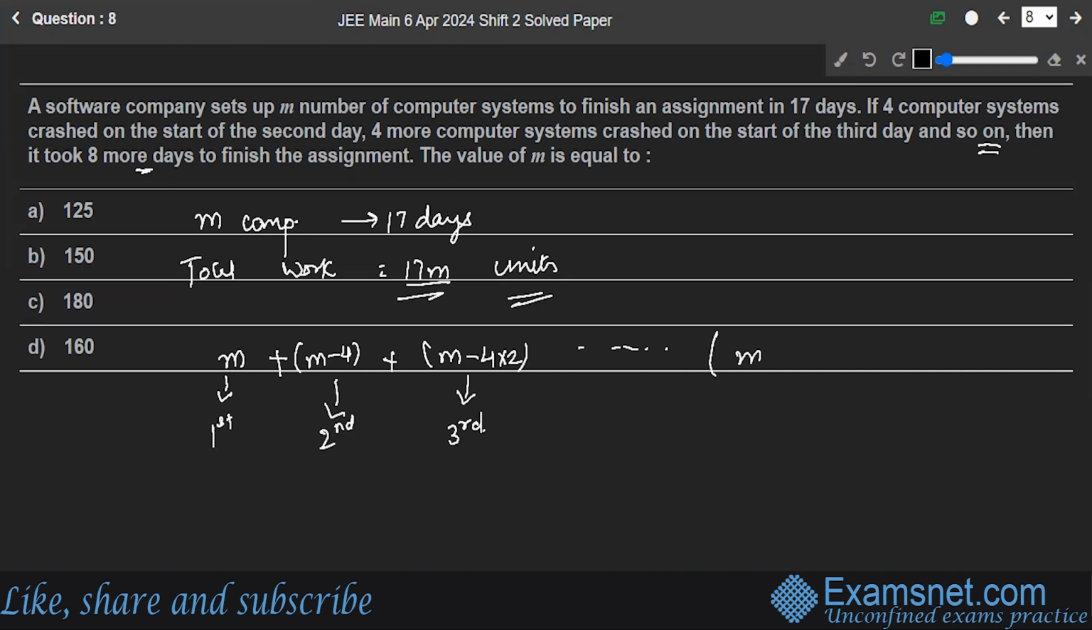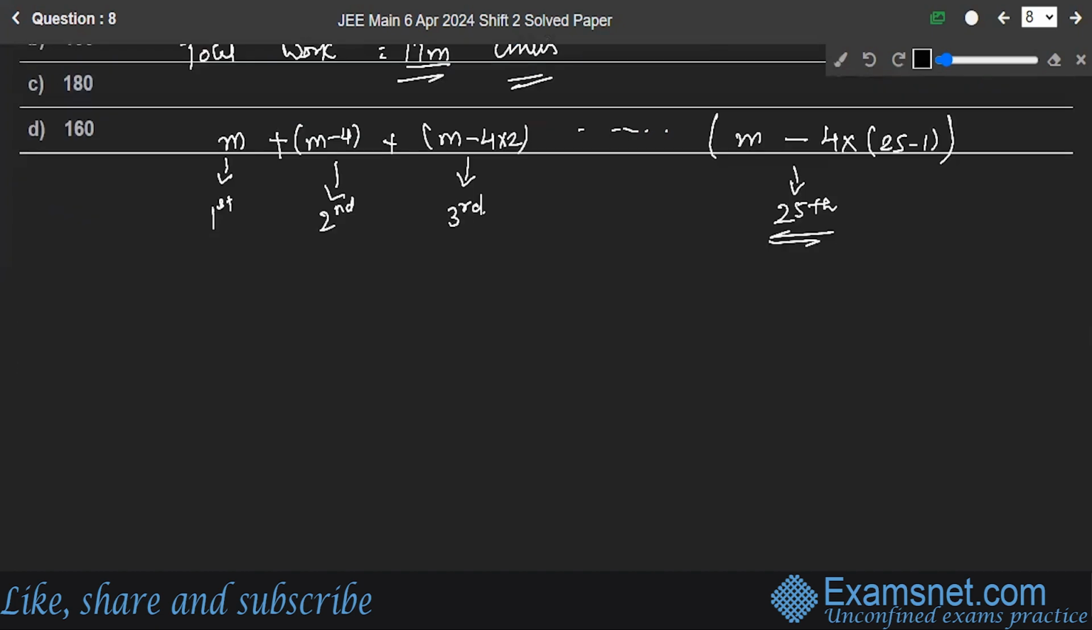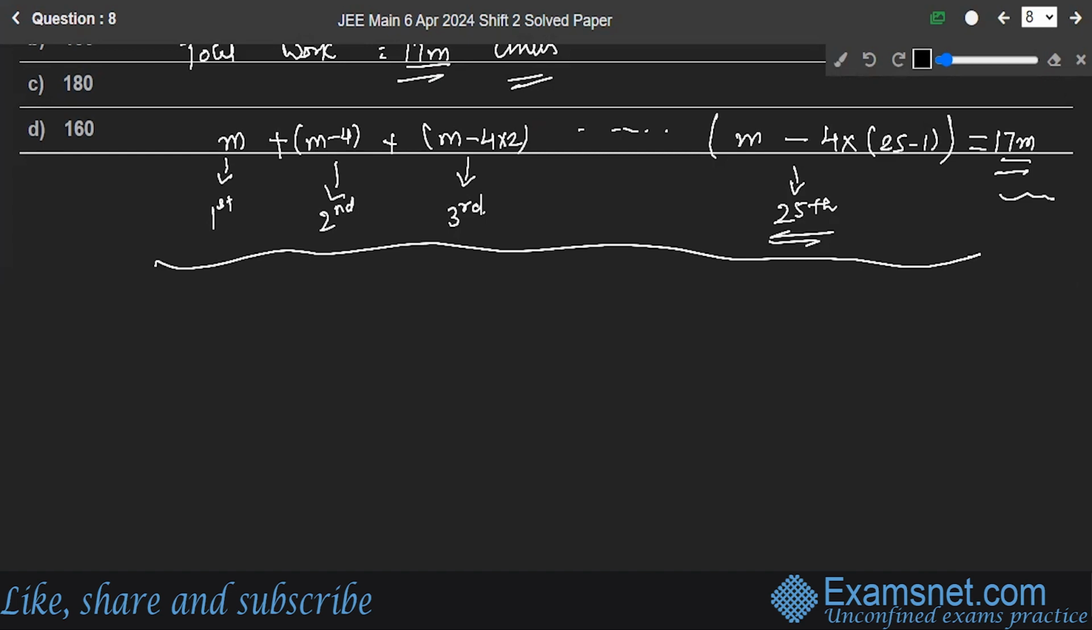So that means total days in this case, how many will be taken? In this, when the computers were crashing, 17 earlier, 8 now. So in that case, 25 days were taken, right? And each day, like multiple of 4 number of computers, they are decreasing. So here will be M minus 4 multiply 25 minus 1, right? This is on your 25th day, correct? So according to the question, this is equal to 17M, because this is the work done in the second case and this is the work done in the first case. Total units of work, they are same.